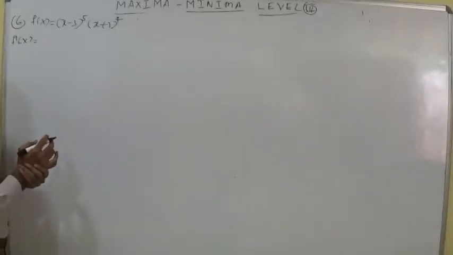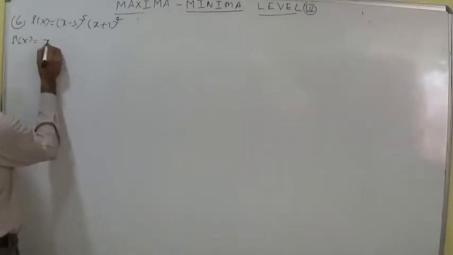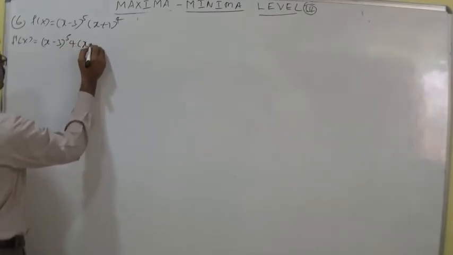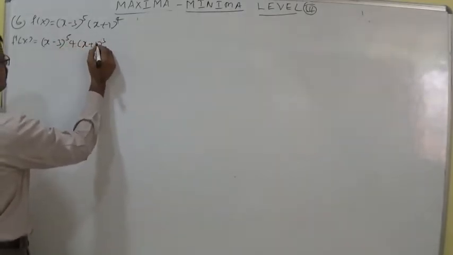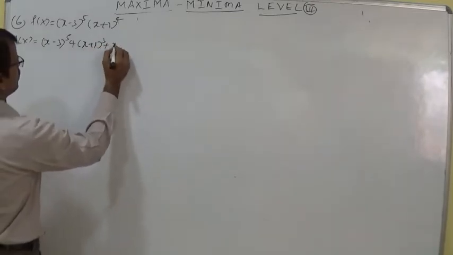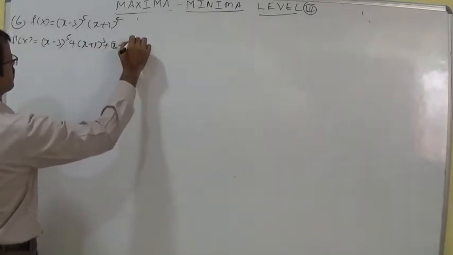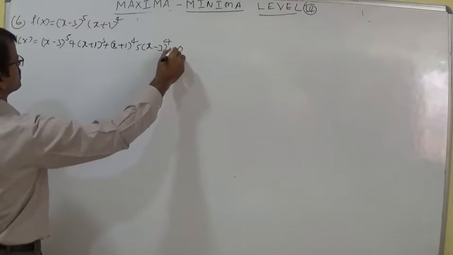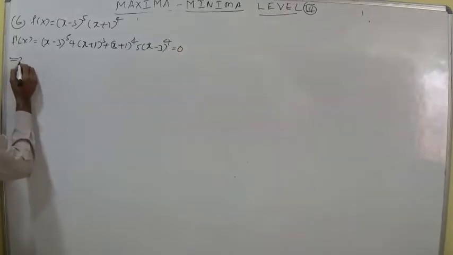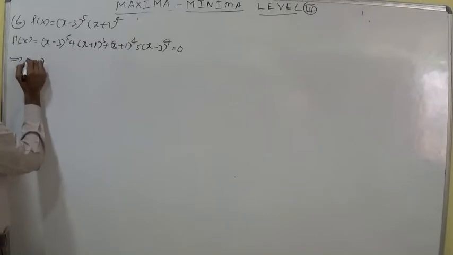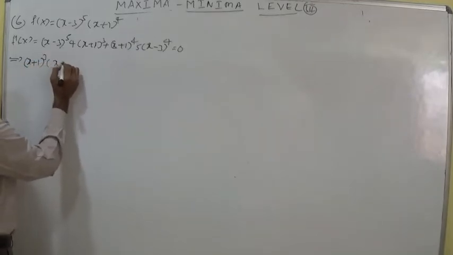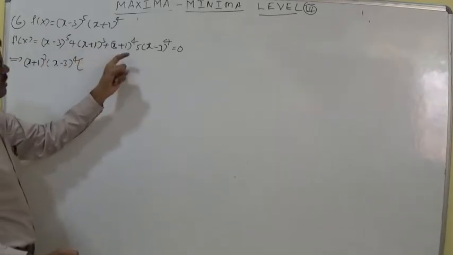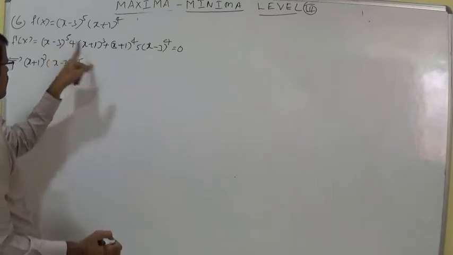Now we can write the derivative using the uv method, uv dash plus vu dash. Now I am writing x minus 3 whole power 5 into 4 into x plus 1 whole cube, plus, this is uv dash completed. Now I am discussing vu dash. X plus 1 whole power 4 into 5 into x minus 3 whole power 4 is equal to 0. We can take common here x plus 1 whole cube and x minus 3 whole power 4.